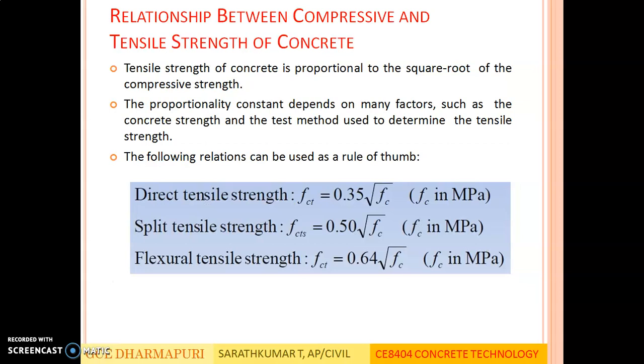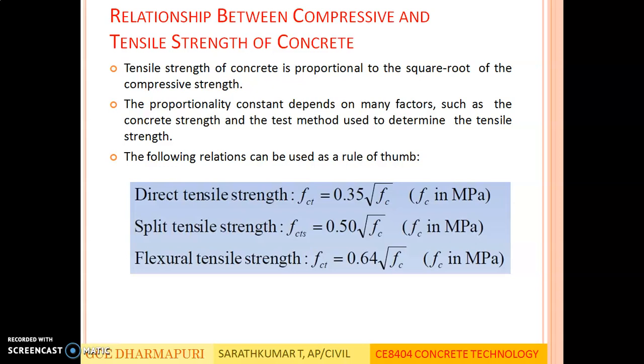Relationship between compressive and tensile strength of concrete. The tensile strength of concrete is proportional to the square root of the compressive strength. The proportionality constant depends upon many factors, such as the concrete strength and the test method used to determine the tensile strength. The following relations can be used as a rule of thumb. If you are testing it in a direct way, it may be 0.35 square root of fck, where fck is the characteristic compressive strength. If you are testing the concrete in the split tensile strength manner, the value will be around 0.5 times the square root of fck.